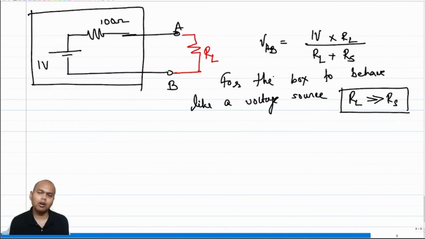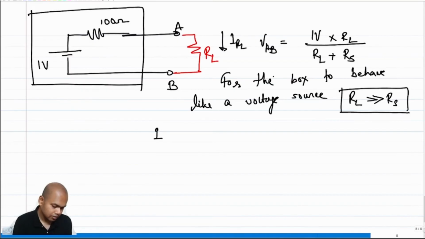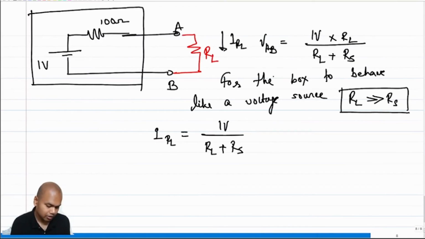Now, can this box behave like a current source? So what should I try to see? I should try to see what the current is. What is the current through this load? So what is the current IRL? My current is 1 volt divided by RL plus RS.